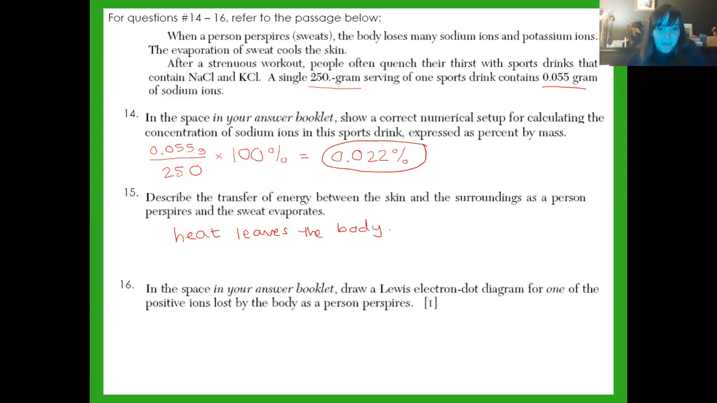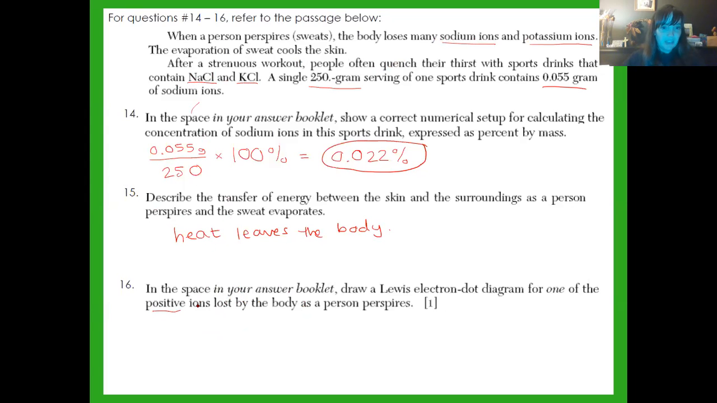Okay. Number 16, in the space in your answer booklet, draw a Lewis electron dot diagram for one of the positive ions lost by the body as the person perspires. This is a review question from Unit 3 when we learned about bonding. So let's find one of the positive ions lost by the body and then draw a Lewis dot diagram. So we know that the body loses specifically sodium ions and potassium. So we could choose either one of those and draw the Lewis dot diagram.